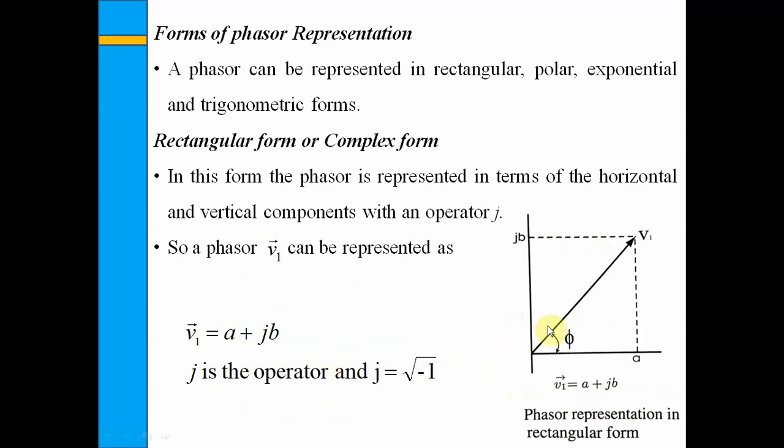Now let us see a phasor V1. It has a magnitude represented by the length of the phasor, denoted by capital V1, and it makes an angle phi with the reference axis. Now this phasor V1 can be represented as A + jB, where A is the horizontal component of the phasor and B is the vertical component. A is obtained by projecting the phasor onto the horizontal axis and B is obtained by projecting the phasor onto the vertical axis.